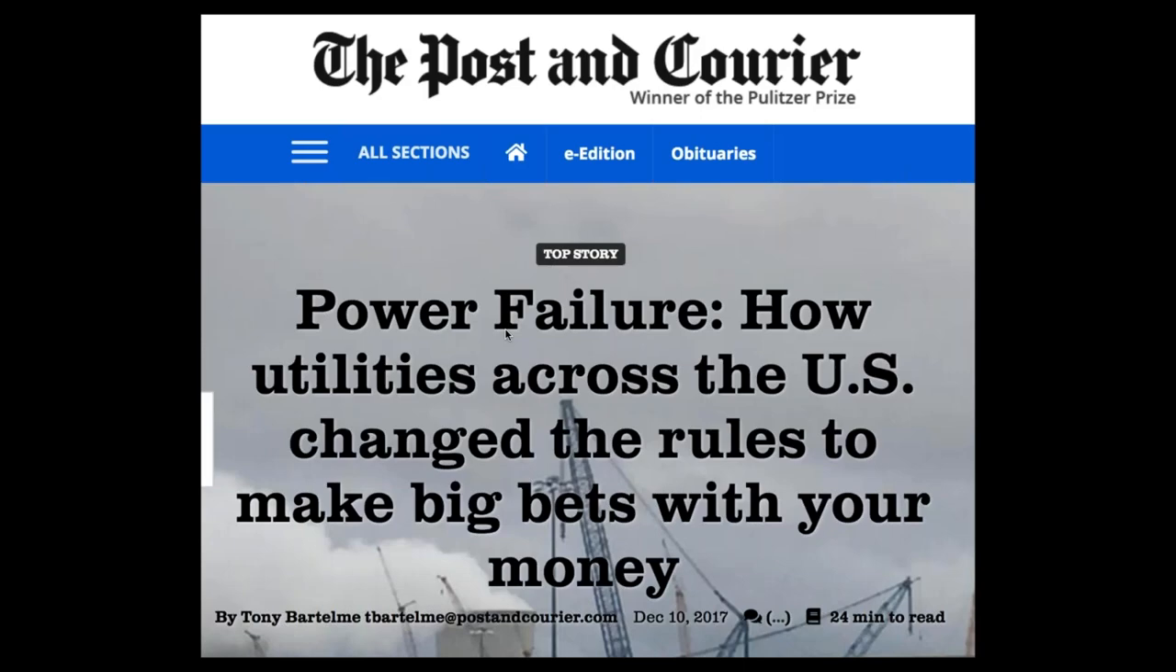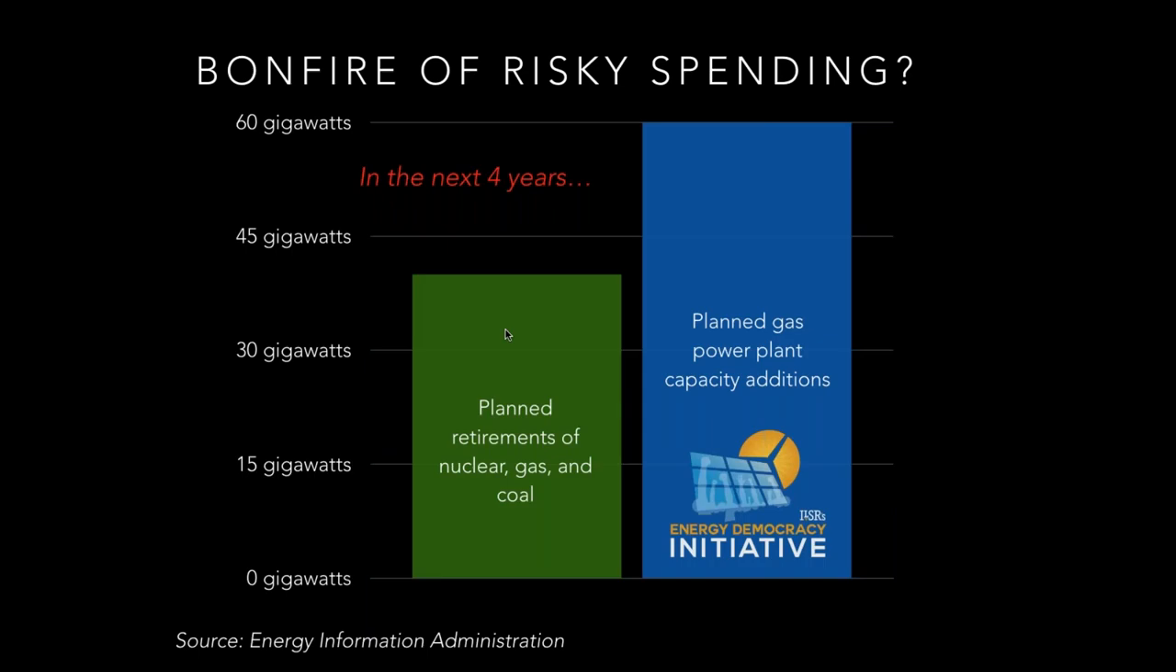Unfortunately, this article from the Post and Courier, a landmark investigative journalism piece on the failure of a couple of very high-profile nuclear plants in the Southeast, is probably more the theme than an exception to the theme of how utilities are thinking about this transformation process. Just as an illustration, from the Energy Information Administration, there are about 40 gigawatts of planned retirements of nuclear, gas, and coal units over the next 4 years, and about 60 gigawatts of planned gas power plant capacity additions. So we're at a time of relatively stagnant electricity sales.